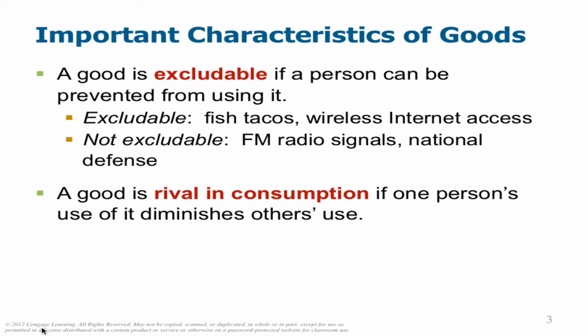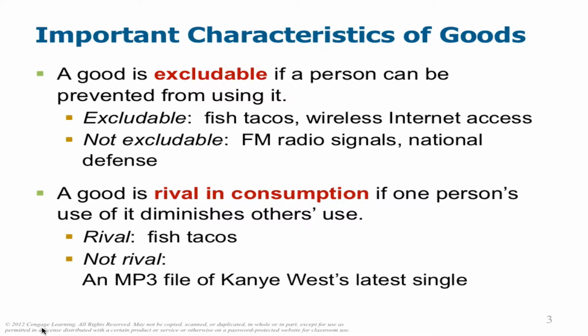A public good must also not be rival in consumption. If a good is rival in consumption, the fact that you are using it diminishes my ability to use it. An example: fish tacos. If I am eating a fish taco, you cannot also eat that fish taco. Not rival: an MP3 of Kanye West's latest single. If I am playing that MP3, as long as I don't have the headphones on, I can listen to it and so can you. And the fact that you are also listening to it does not diminish my ability to listen to it. It's not like you suck a certain amount of decibels out of the air with your ears.